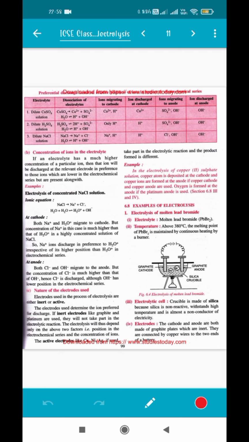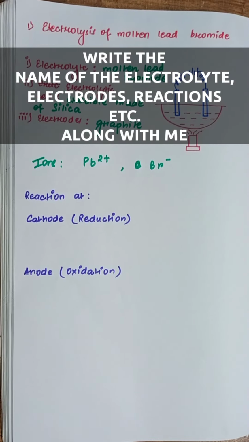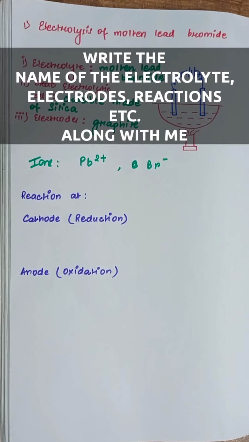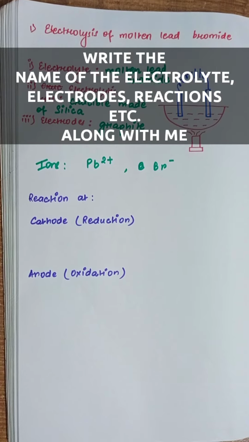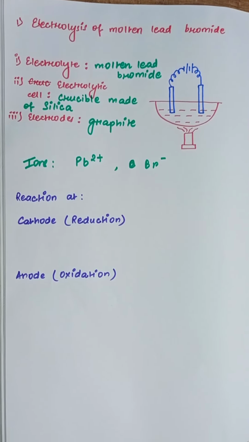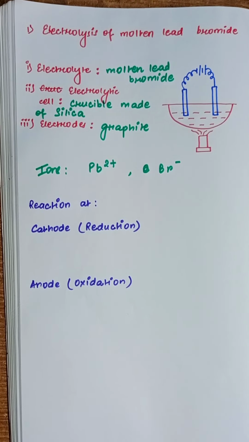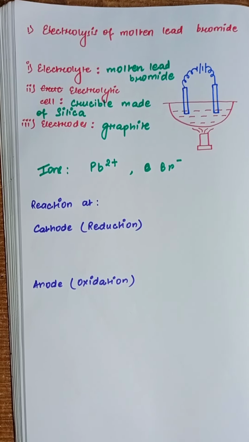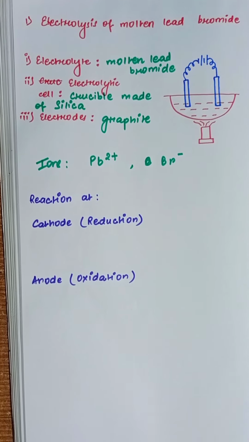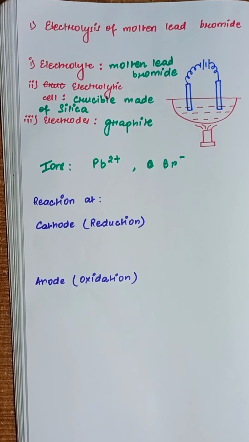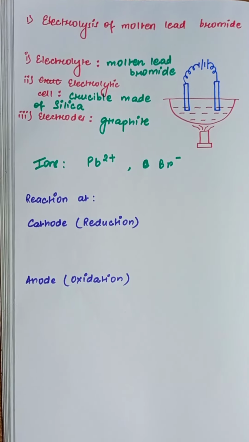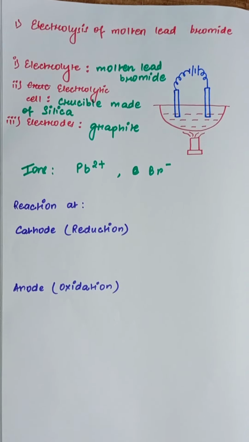Electrodes are graphite rods or graphite plates. Graphite is inert in this case. It will not take part in the reaction. Hence we use graphite. Since our electrolytic solution is molten lead bromide, what would be the two ions formed here? Lead and bromide ions. Obviously there is no other ion formed. There is no water in this case, so hydrogen ions or OH minus ions, none of them are present. Only lead ions and bromide ions are present.